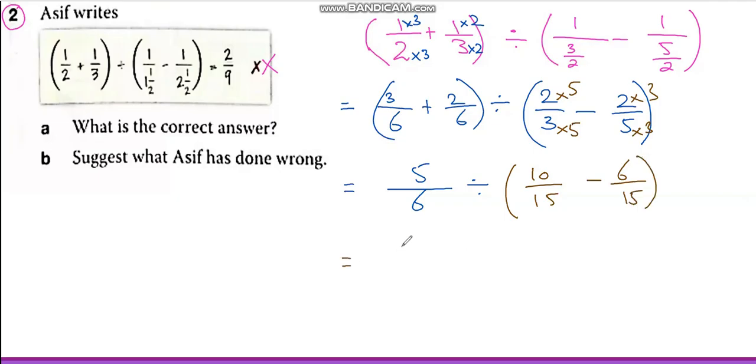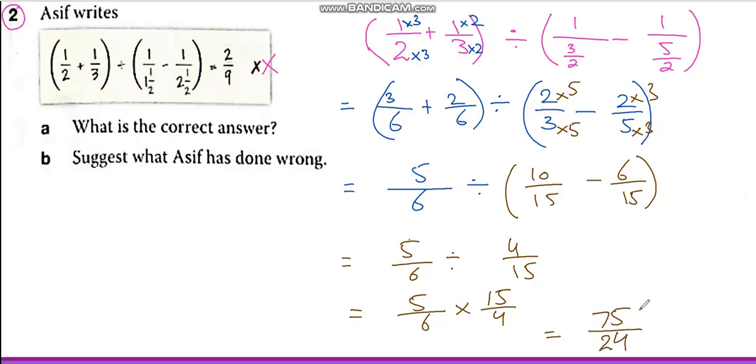Now, if we further simplify, we get 5/6 divided by 4 over 15. Now we will apply the rule keep change flip. That will give us 5/6 times 15 over 4. Now, if I further solve, I will get 75 over 24. And we can also simplify by dividing with the highest common factor, that is 3. We will get 25 over 8. So this is the correct answer that Asif should get.